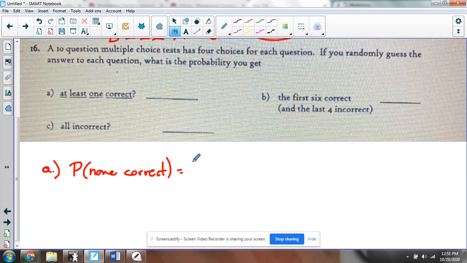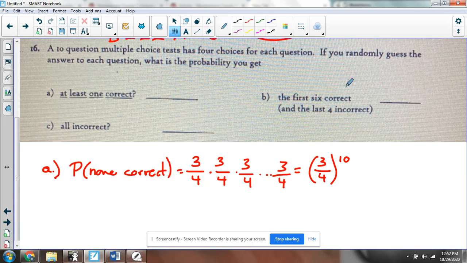So how many ways can I get the first question wrong? Well, 3 out of 4. There's 3 wrong answers, 1 right answer. How many ways can I get the second one wrong? 3 out of 4. Third one wrong, 3 out of 4. Last one, 3 out of 4. I'm doing this 10 times. So this is just going to be 3/4 to the 10th power. That's the probability of none correct. If I want at least 1, that's the only other possibility. So my probability is going to be 1 minus 3/4 to the 10th power.